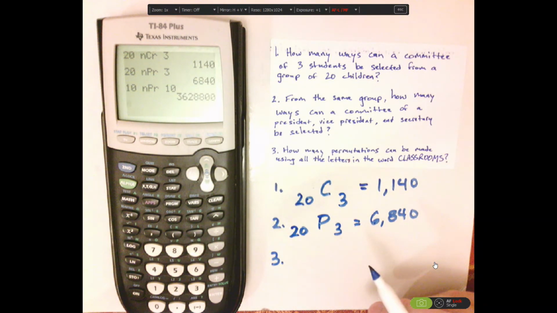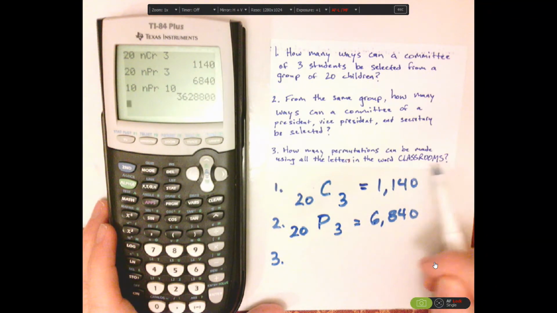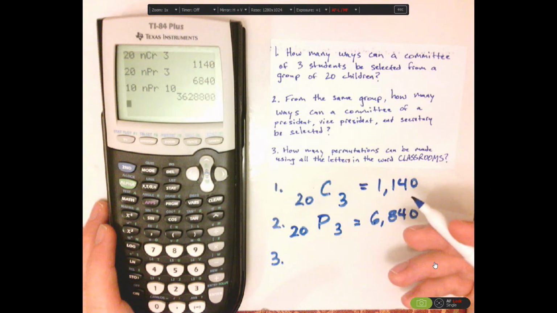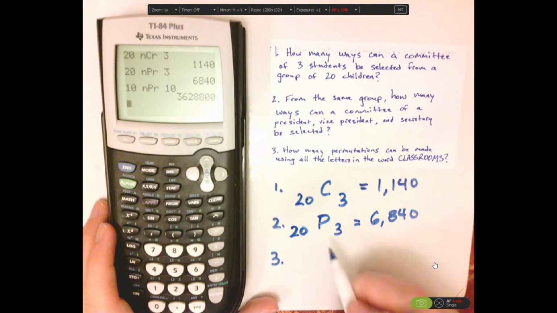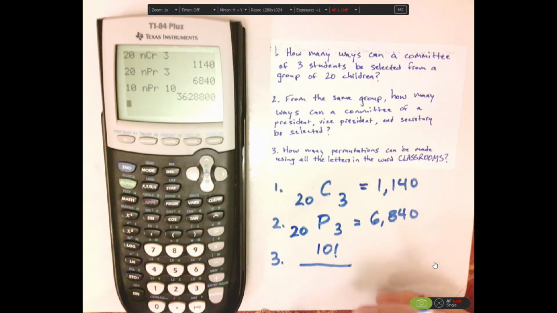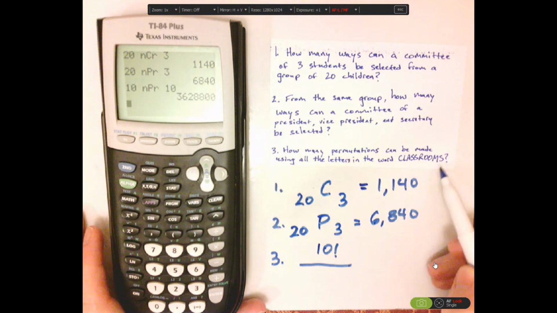That's not the right answer, because what's happening is these letters actually matter. So if I put the S here or the S here, well, that's not going to make a difference. So what you have to do is use a separate formula. So we're going to do 10 factorial. You put in the numerator whatever the number of objects is. So 1, 2, 3, 4, 5, 6, 7, 8, 9, 10.